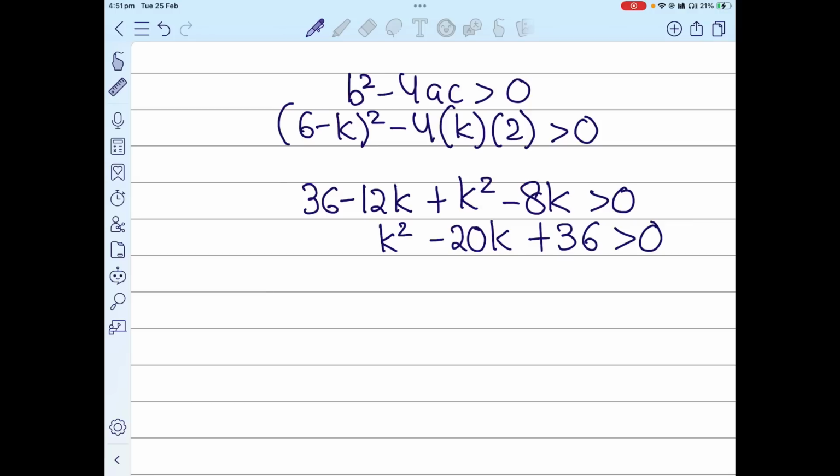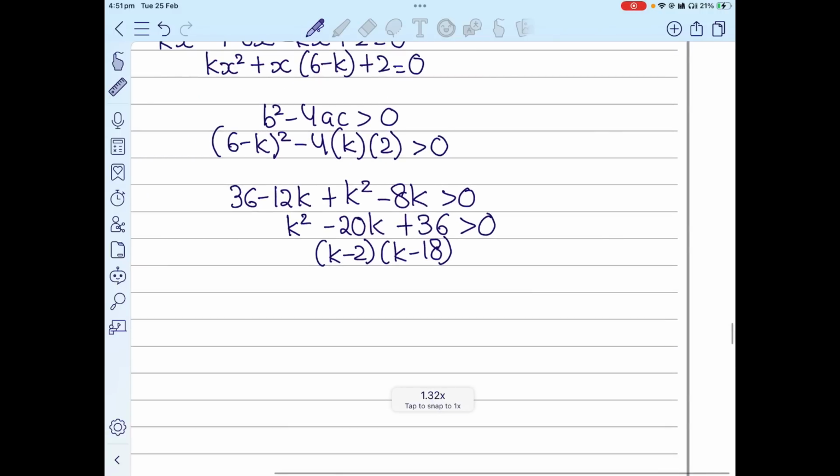So if I try to factorize this through my calculator, k squared minus 20k plus 36, 18 and 2. So what I'm going to answer is k minus 2 and k minus 18. Okay, this would be the factorized form. So just to understand, what I'm trying to tell you is this k is positive, so the graph would look somewhat like this. This is 2 and this is 18.